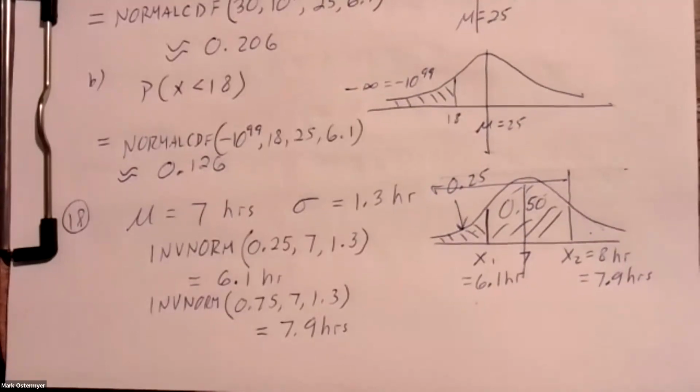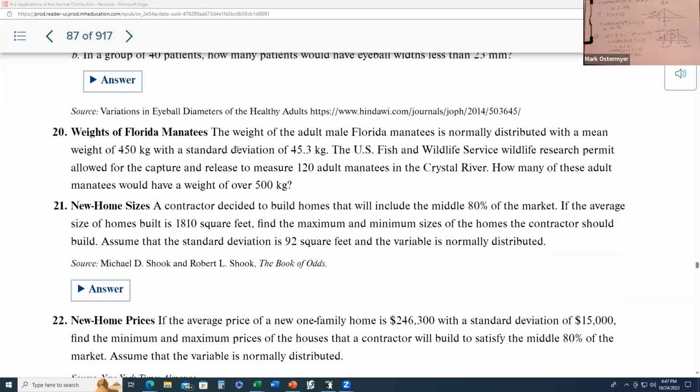All right, I'd like to do a problem like number 20 now. The weight of adult male Florida manatees is normally distributed with a mean weight of 450 kilograms with a standard deviation of 45.3 kilograms. U.S. Fish and Wildlife Service wildlife research permit allowed for the capture and release to measure 120 adult manatees in the Crystal River. How many of these adult manatees would have a weight over 500 kilograms?